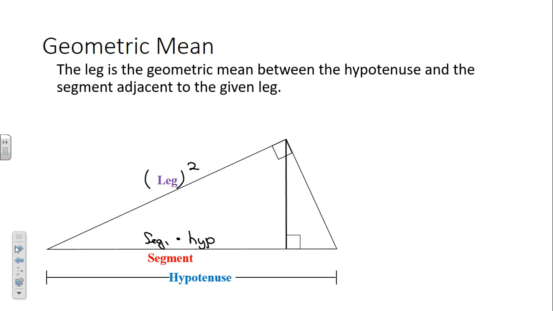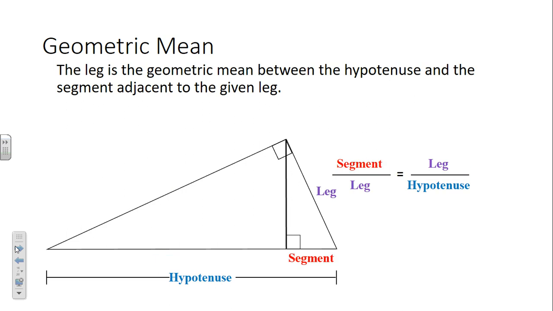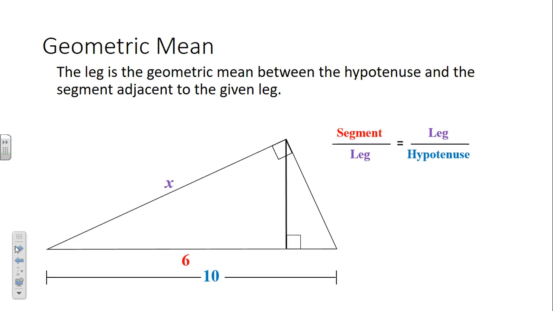Okay? So let's see how it works. Okay. So in this case, we have a leg that is x, right? So x is going to be the part that's squared. It's always the leg that gets squared. Okay? So x squared equals the part that's next to it, adjacent to it means touching that angle, right? So the part that's next to it is 6. The whole hypotenuse is 10.